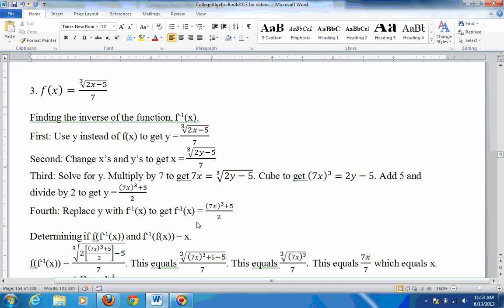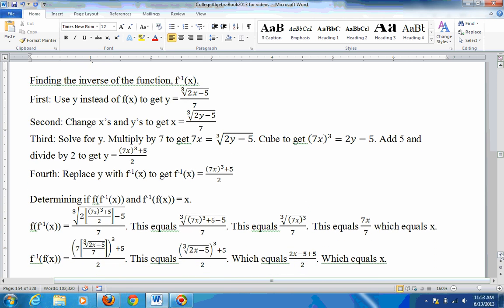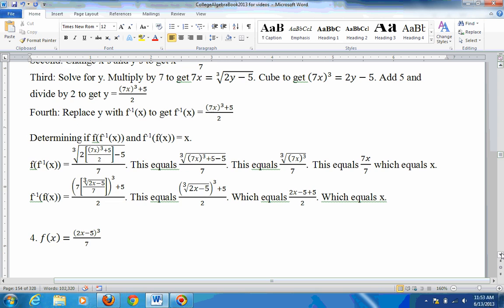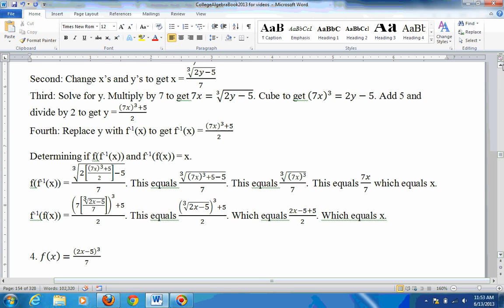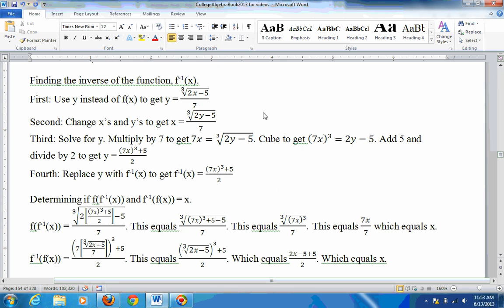Then determining if these composite together will give you x is pretty messy here. So doing f of f inverse of x means take this inverse function we just got, this quantity 7x cubed plus 5 over 2, and substituting that in for x on the original function right here. Okay, so I'll be replacing that x with 7x cubed plus 5 over 2. And I did that right here.